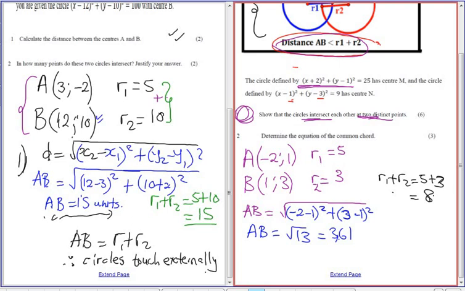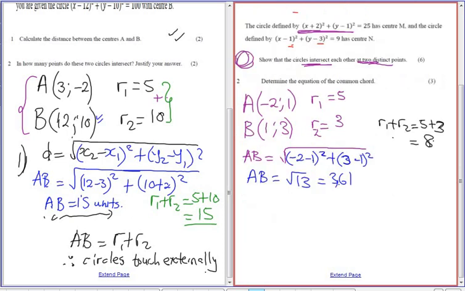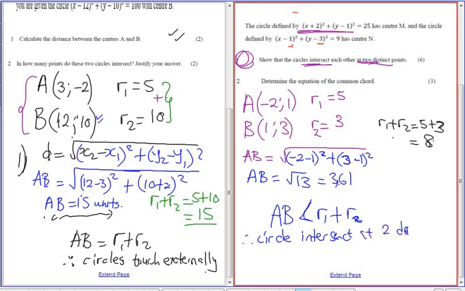It's 8. So since R1 plus R2 is 8 and AB is 3.61, it's clear which one is bigger. At this point, we can conclude that AB happens to be smaller than the sum of the radii. So as you can see in this situation, I can then say, therefore, circles intersect at 2 distinct points.